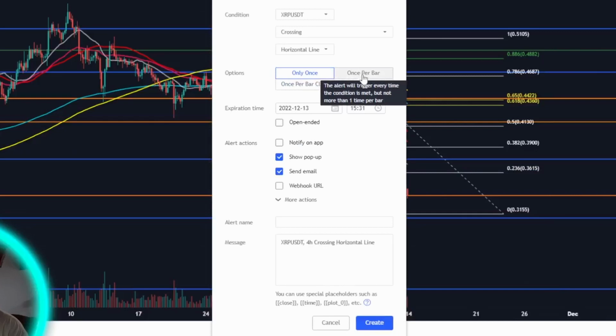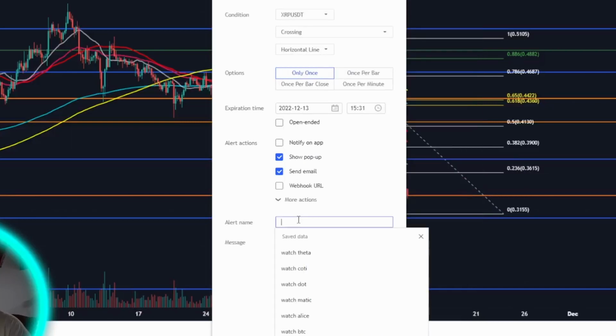You have this one that says like once per bar close. So for example, on the 4-hour time frame, if we were setting the alert, it would be waiting for that candle to actually close above that, in this case, for it to trigger the alert. I want to know the second it even touches it or crosses it, so I have crossing set up. I only need the alert one time for me to see it and come out here and decide to potentially execute a trade. And then I go down here and I'm very specific with what I name the alert.